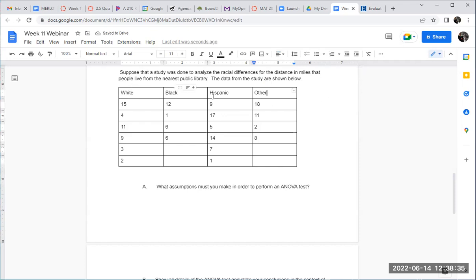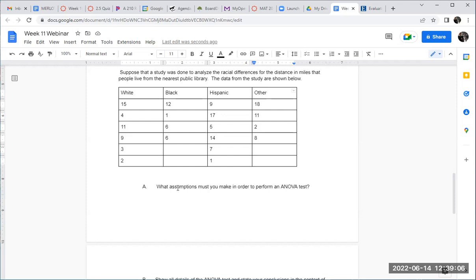So we have our white, our black, Hispanic, and other. Okay, so I want to mention one thing, and this is very much like when we had a test for 2 means. When we had independent data, it's fine if the sample sizes are not all the same. You don't have to have the same sample size. But it's not fine to only have a sample size of 4, but I didn't want to spend all day typing. Okay, so here's what we got.